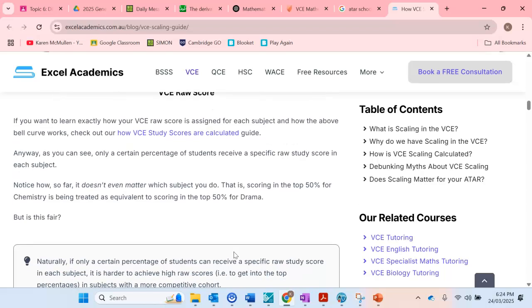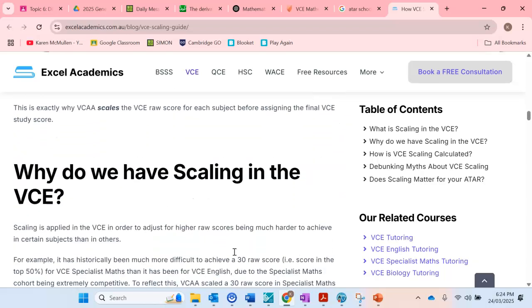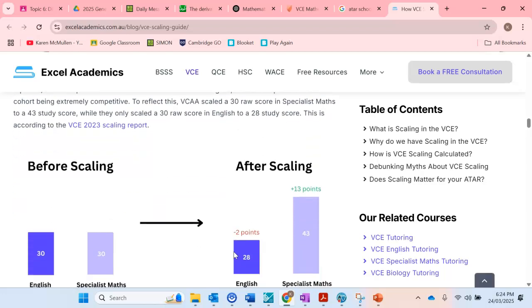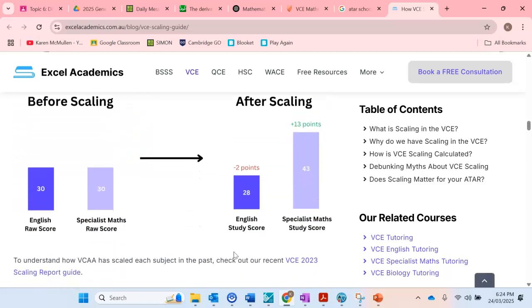So this is an interesting article if you wanted to go and read it. Why do we scale? Because basically some subjects are harder than others. So if we have a look at English versus specialist maths, and it is different for each year.